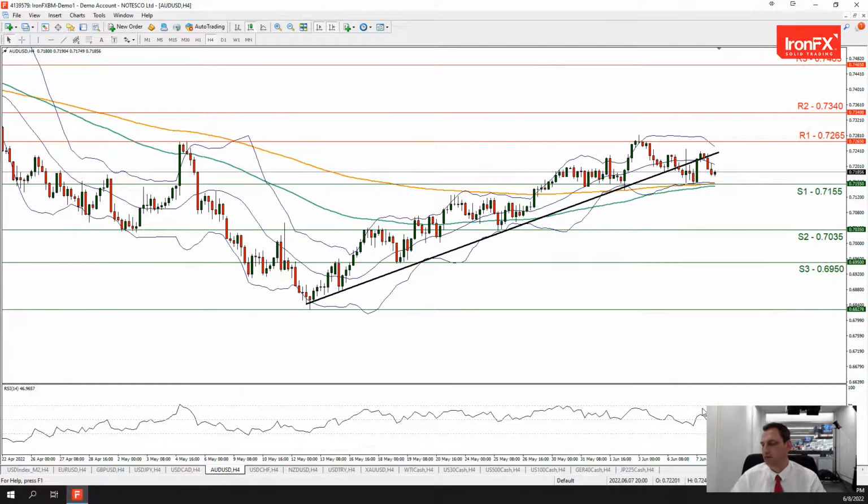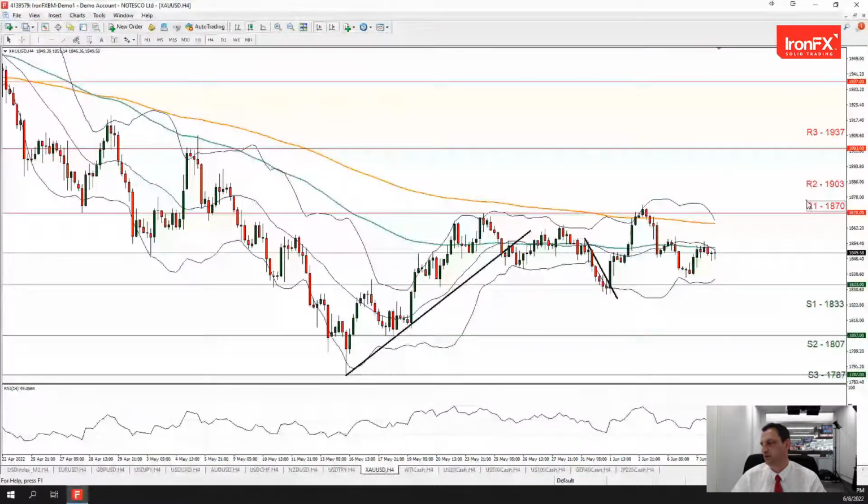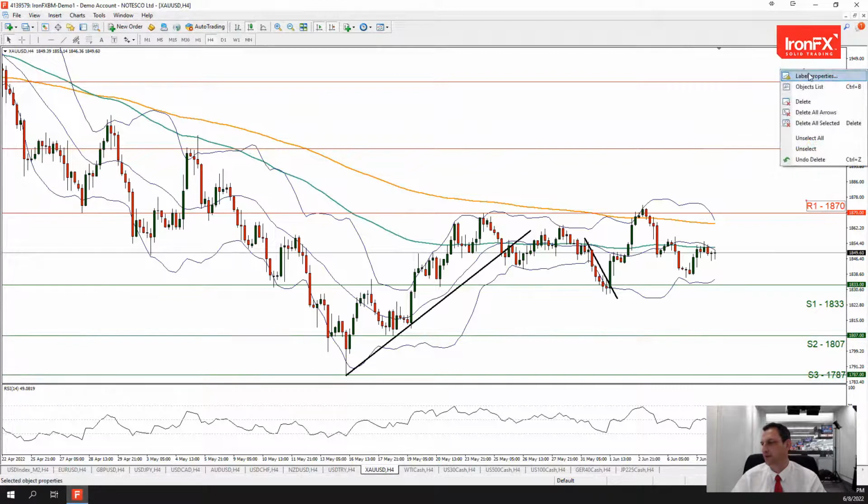Let's have also a look at gold. Okay, here we have to make some readjustments. Give me a sec. Now, the R1 seems to be standing at 1870, tested here and here. The R2 at 1903 seems also to be standing, and the R3 at 1937, that's pretty wide.